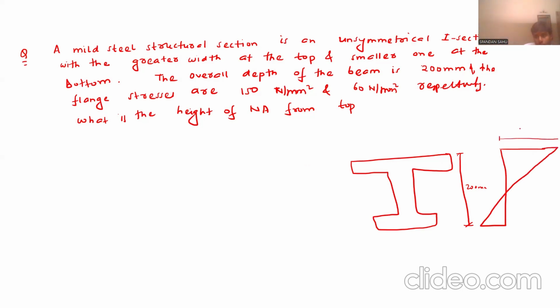So this is 150. This is 60. And the neutral axis will be somewhere here, where your stress will be 0. So let the top part be x and the bottom part be 200 minus x.